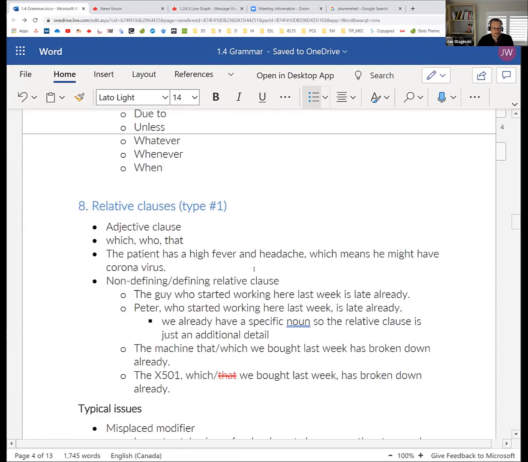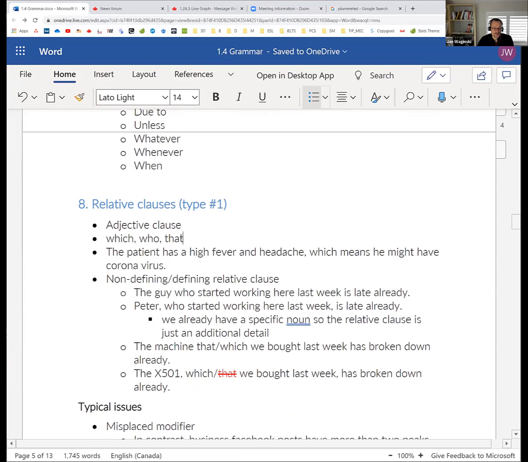Relative clauses, also known as adjective clauses, begin with which, who, that. The most common usage is to give the significance of something at the end. The patient has a high fever and headache, comma, which means he might have coronavirus. Okay, so which means is a super common usage of relative clauses. We also talked about non-defining versus defining relative clauses.